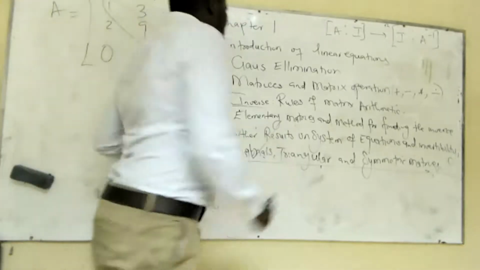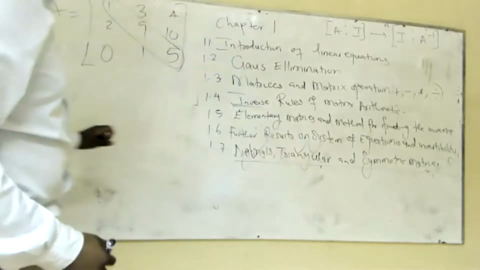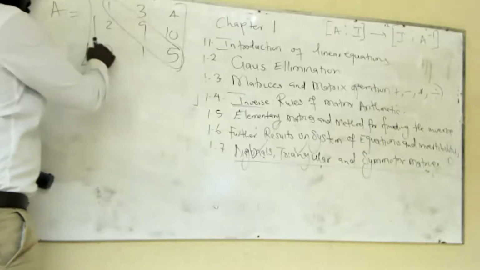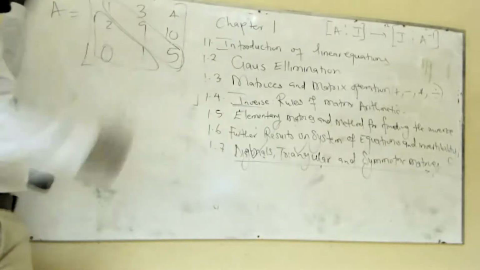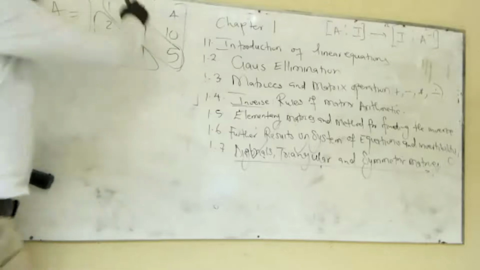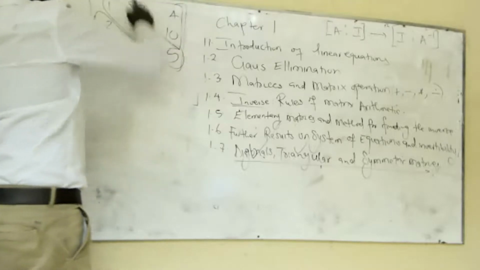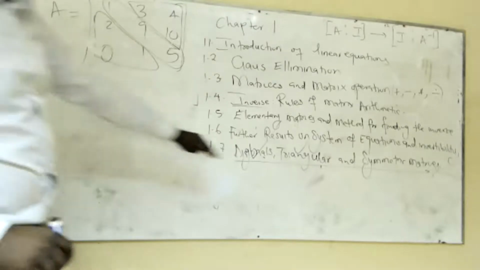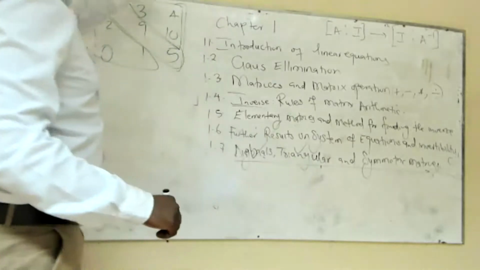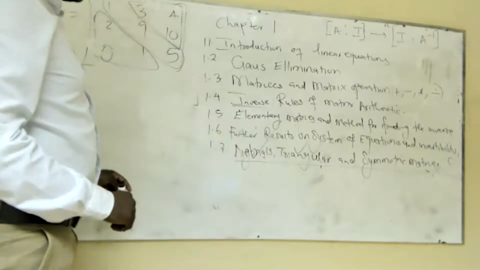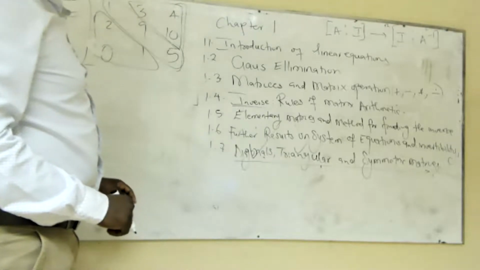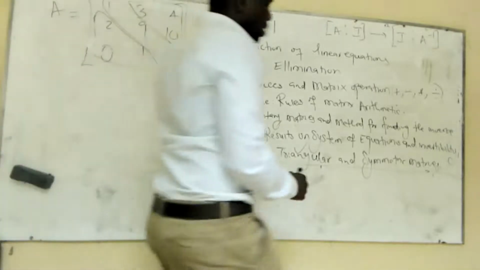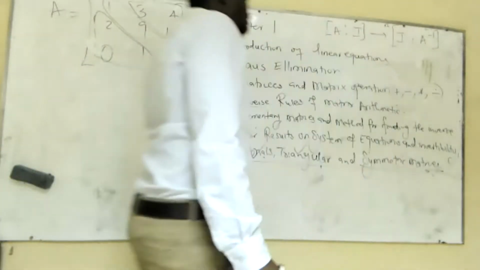And then again, for the triangular, we have done something related to that. With triangular, we are talking about when we have zeros at the bottom or zeros at the top. If you get the zeros at the bottom, you have the triangular. If you get the zeros at the top, you have the triangular. Then the last part is the one which I did not cover with you. I'm going to cover it with you just now.